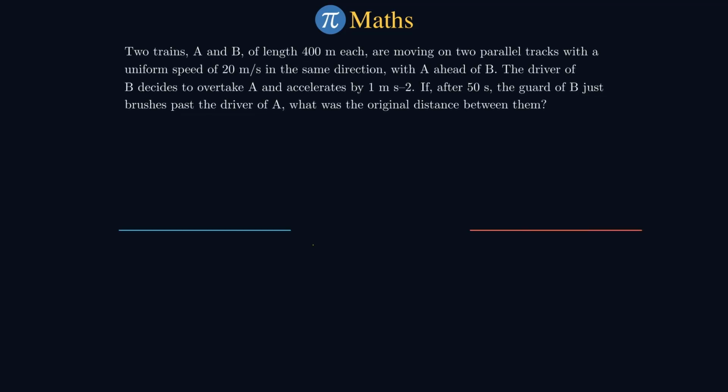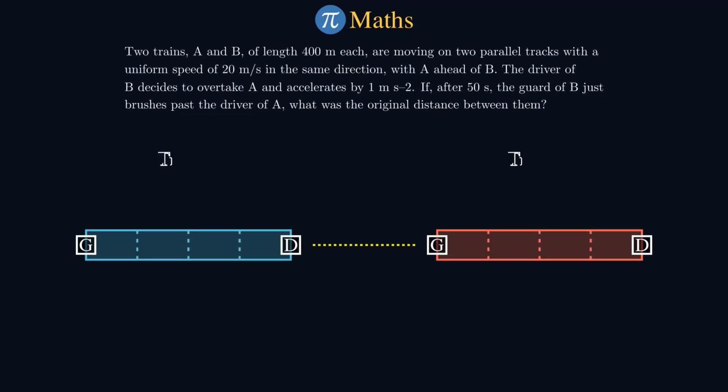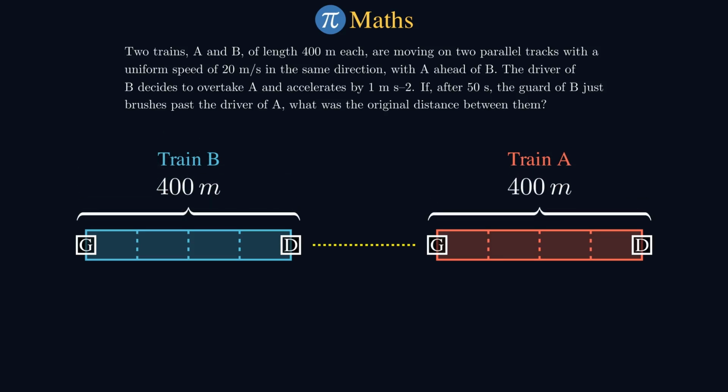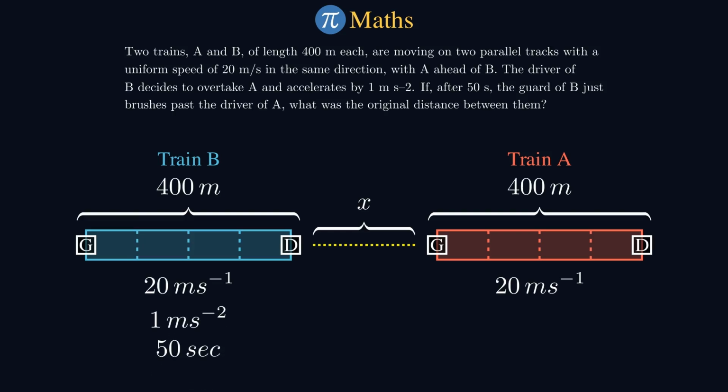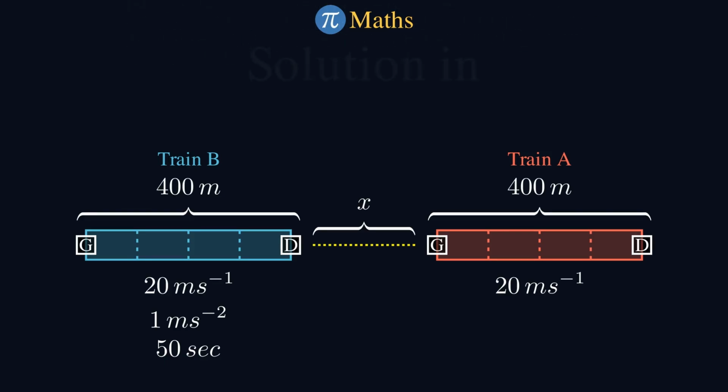Two trains A and B, each 400 meters long, run on parallel tracks at the same speed, 20 meters per second. Train A is ahead. The driver of B decides to overtake and speeds up at 1 meter per second square. 50 seconds later, the guard of B just brushes past the driver of A. What was the original distance between them?